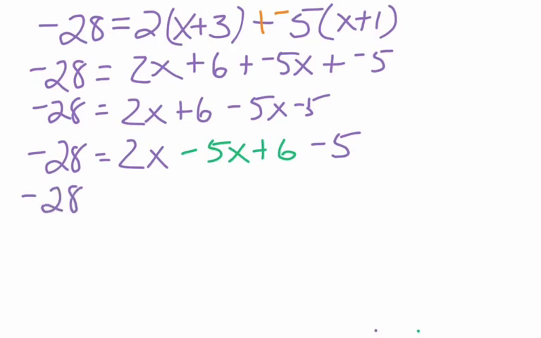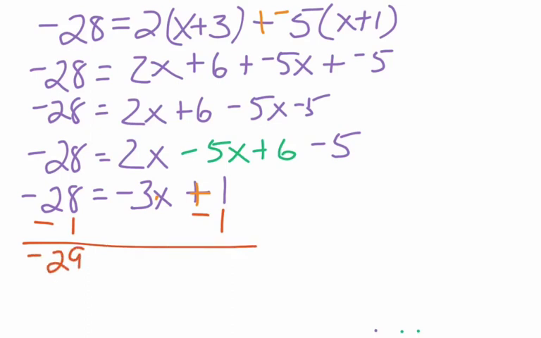Keep on with that negative 28. 2x minus 5x, well that's 2 plus negative 5, so right 2 back 5 is going to bring you to negative 3x, and then 6 minus 5 is 1. Now we have multiplication followed by addition, so I'm going to undo that with subtraction. So I have negative 29.